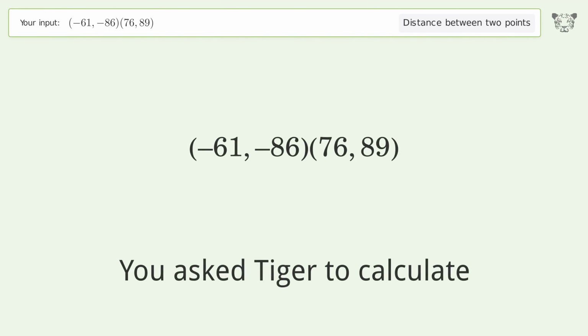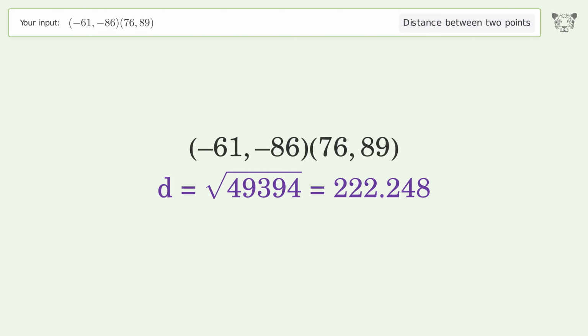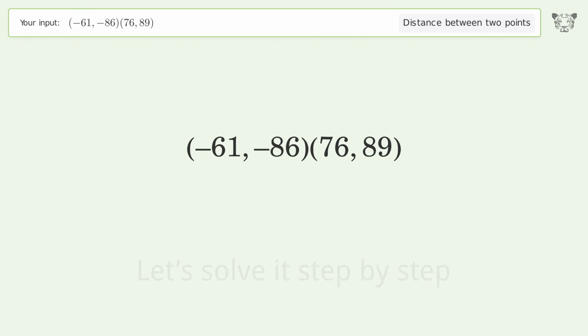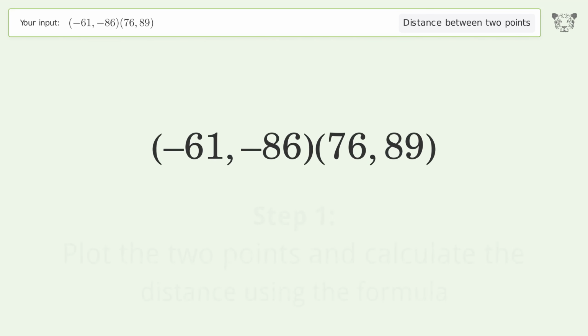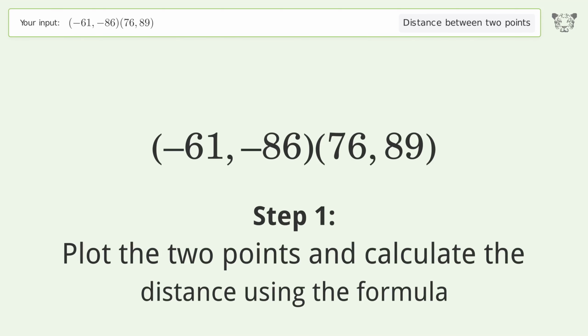You ask Tiger to calculate. This deals with the distance between 2 points. The distance between the 2 points is the square root of 49,394, or 222.248. Let's solve it step by step. Plot the 2 points and calculate the distance using the formula.